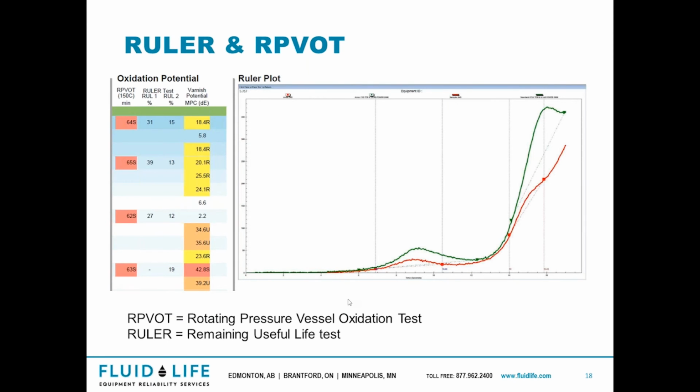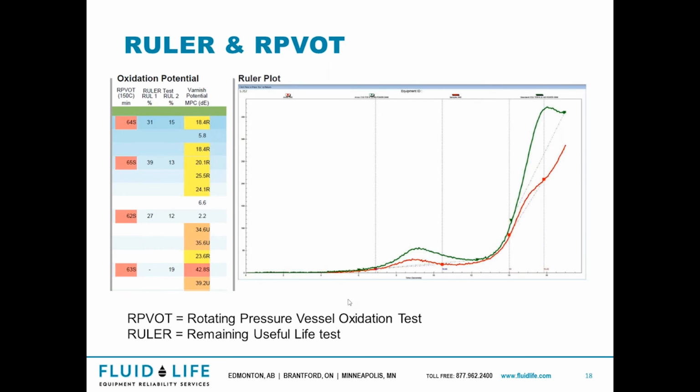RULER and RPVOT are two direct measurements of oil oxidation stability. RPVOT, which stands for Rotating Pressure Vessel Oxidation Test, is a direct measurement of the oil's ability to absorb oxygen. We take your sample and put it in a closed container, a pressure vessel. We inject a known amount of oxygen into that vessel with an oxygen meter reader. It's rotated in a hot oil bath, and the time it takes for all of that injected oxygen to be used up is the time of the RPVOT.